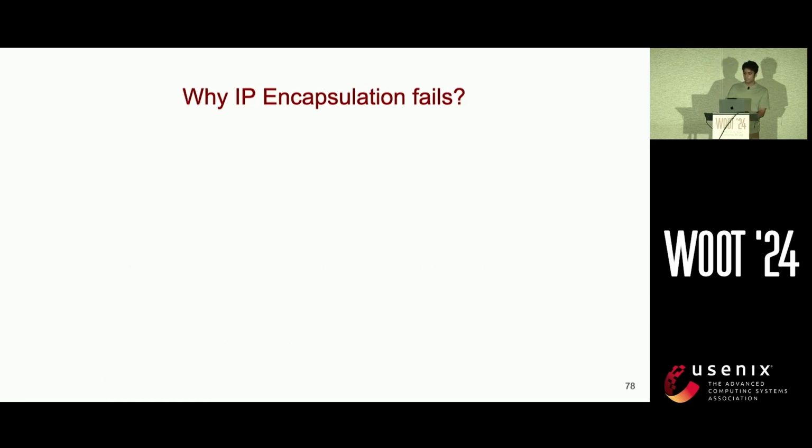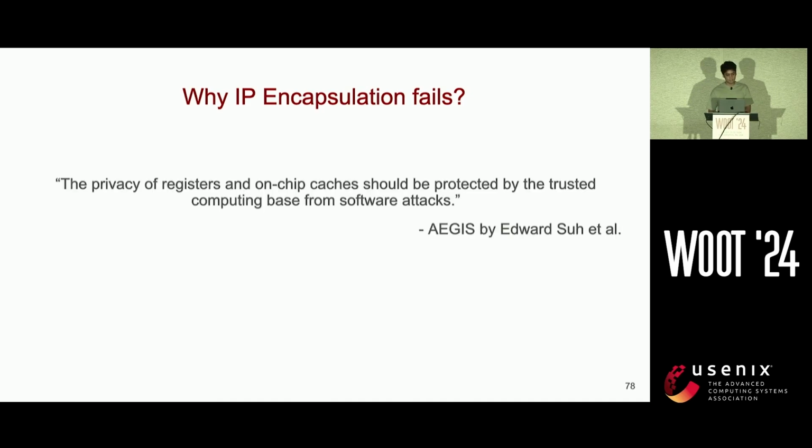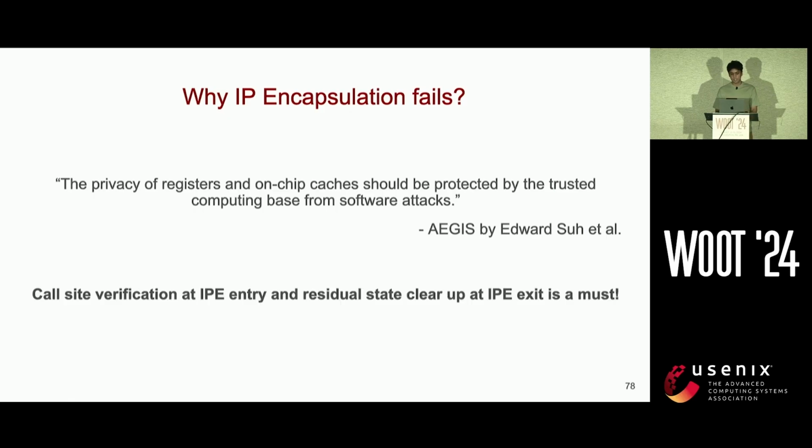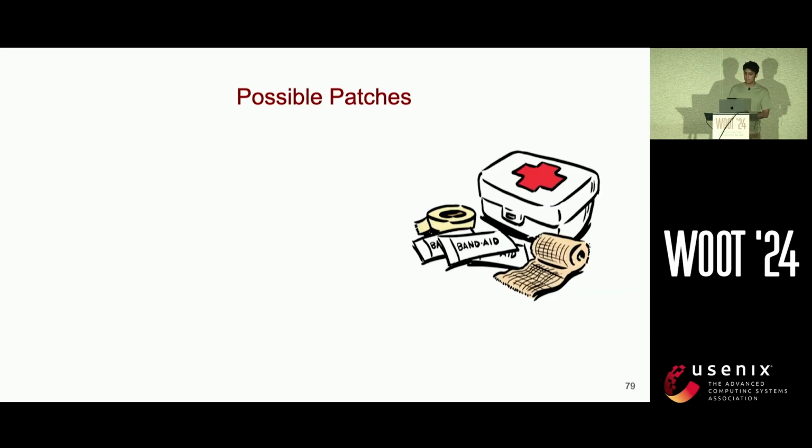Finally, before I end this talk, I would like to reiterate the idea first presented in the Aegis architecture, that the privacy of registers and on-chip caches should be protected by the trusted computing base from software attacks. As such, call site verification at IP entry and residual context clean-up at IP exit is of utmost importance to prevent RIP encapsulation and related exploits.